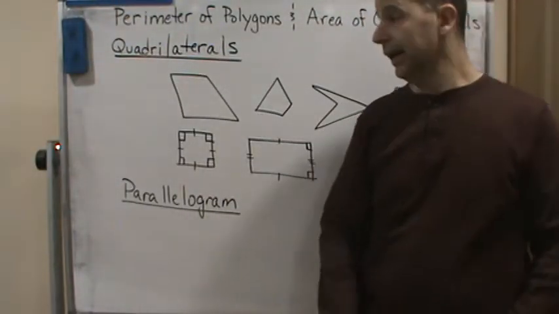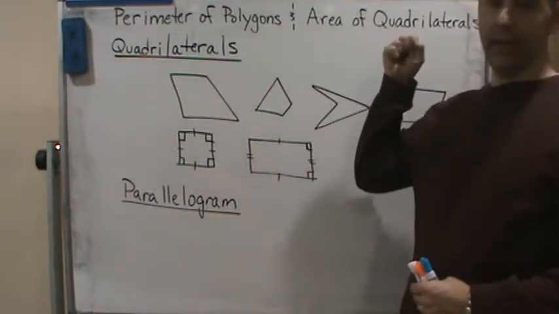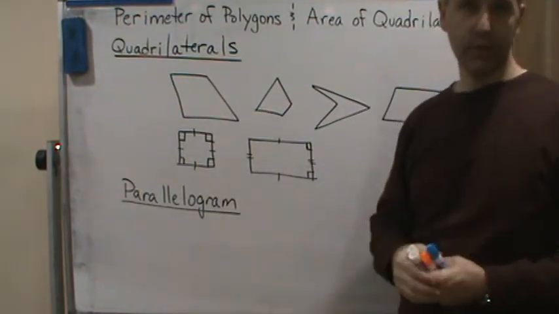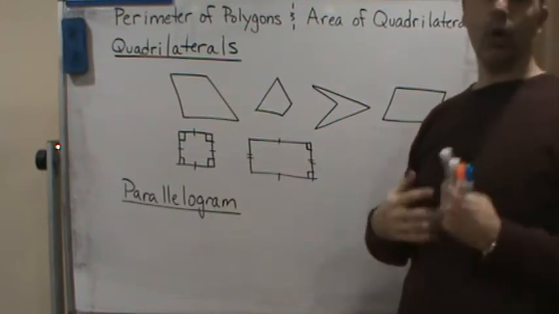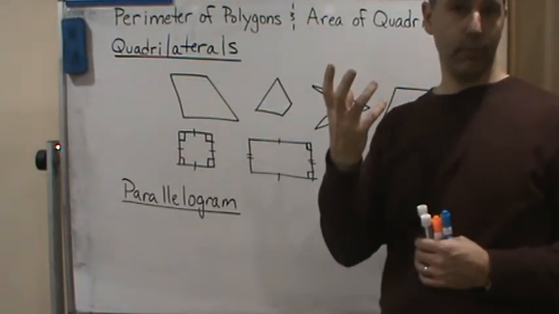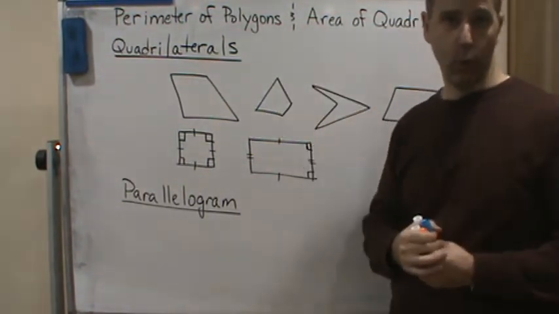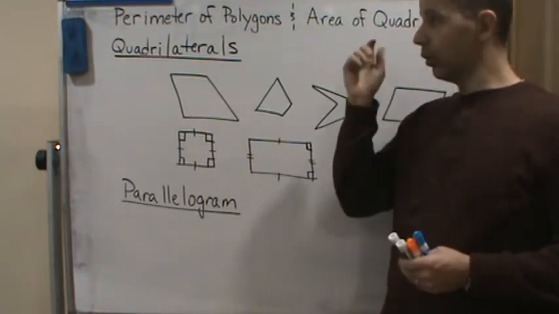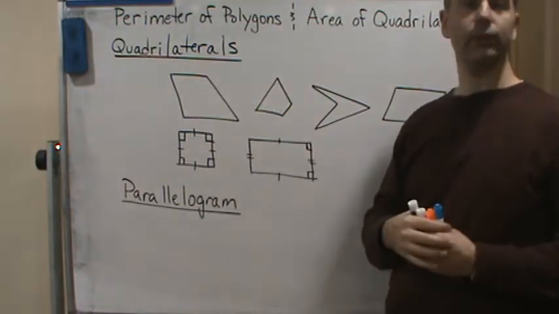Okay, so welcome back. Now, in this video, we're going to talk about a special type of polygon, which is a quadrilateral. Quadra comes from the word for four, and lateral means side. So a quadrilateral is a shape that has four sides.